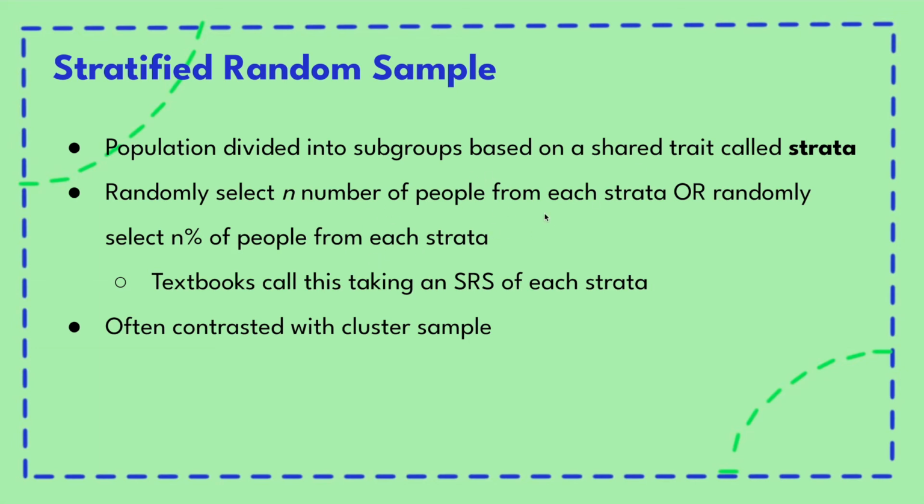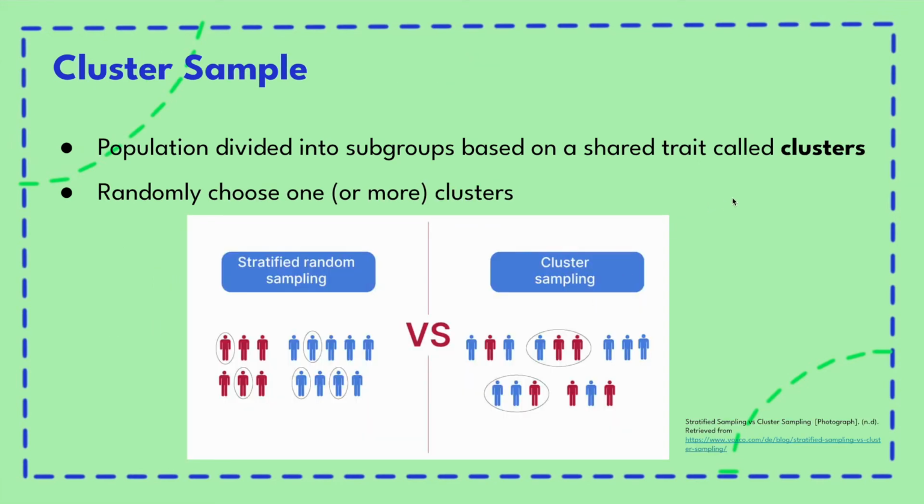And this is often going to be contrasted with a cluster sample. A cluster sample is where the population is divided into subgroups based on a trait that they share, and they're called clusters. In stratified, it was called strata. Here, it's called clusters. And then we just randomly choose one or more of the clusters. I think this graphic here does a great job of describing the difference between the two.